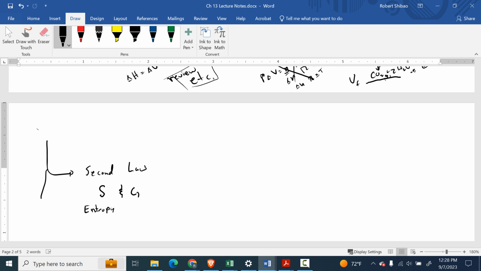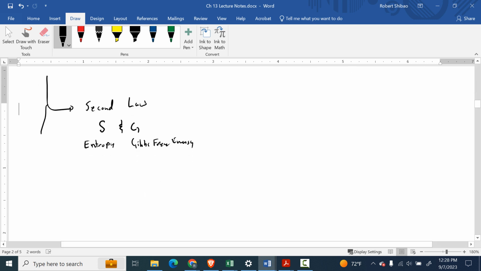Entropy is a measure of disorder. So the higher the S, the higher the disorder of the system. That's one way to think about it. That's called positional entropy. G is called the Gibbs free energy.